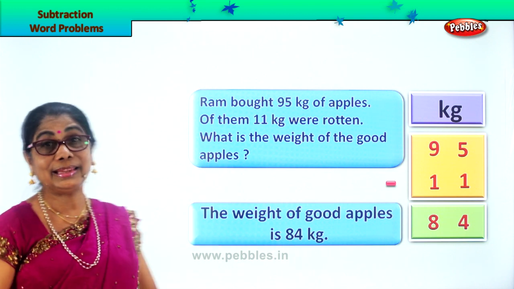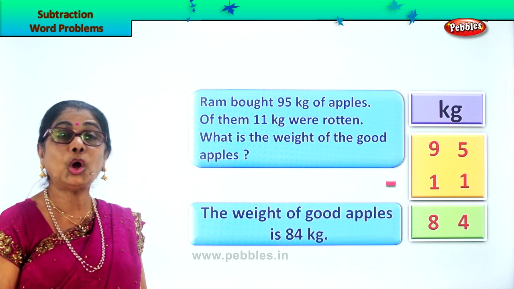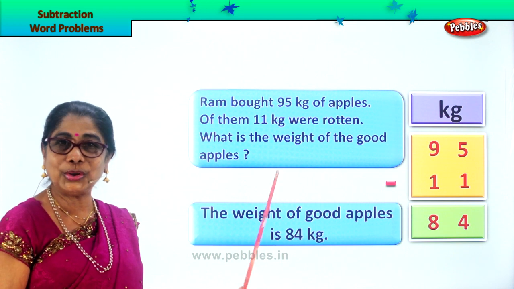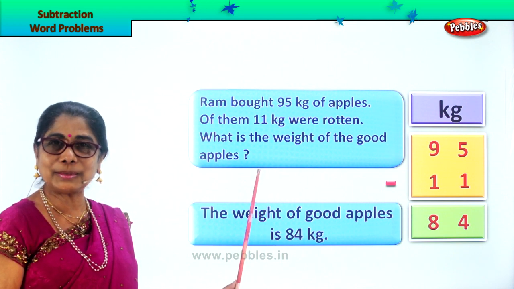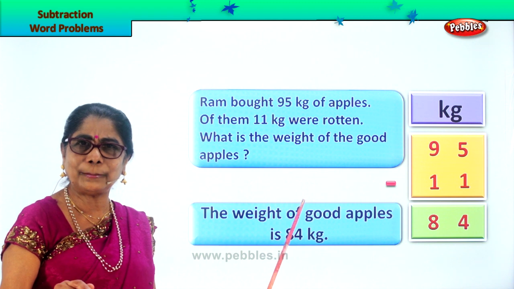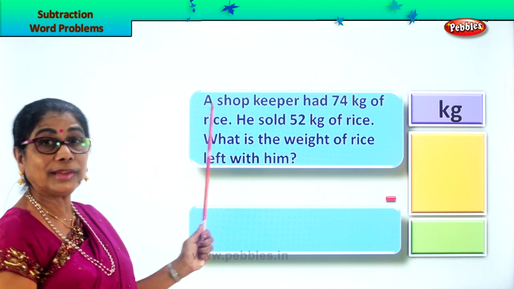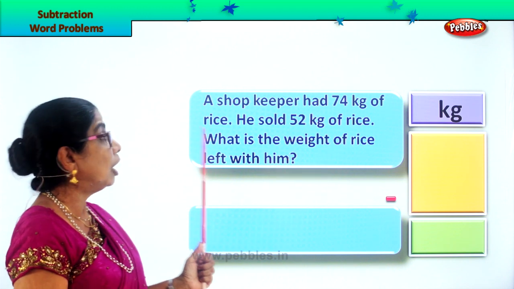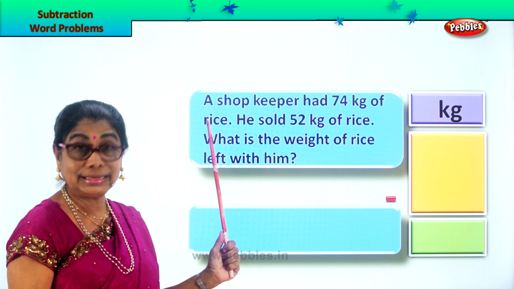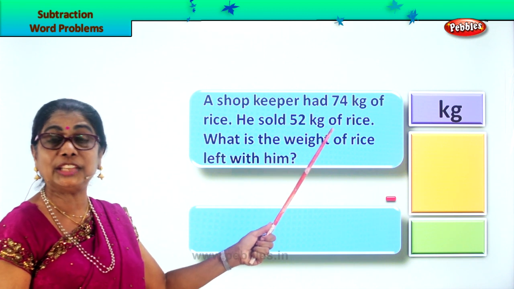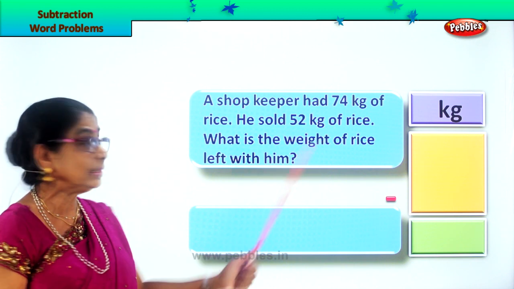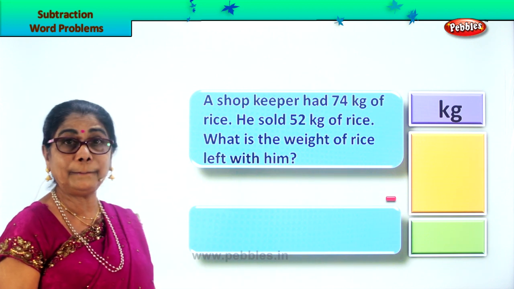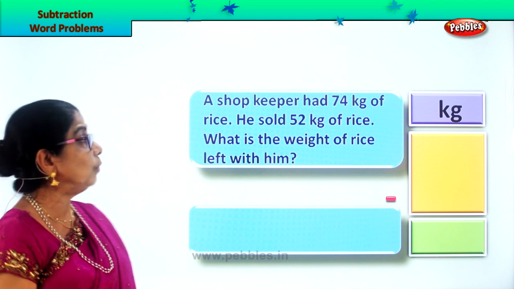So Ram is happy. He's got 84 kg of apples, although 11 kg went bad. Did you enjoy word problems in subtraction? Shall we take another new sum? Good. Let's read together. A shopkeeper had 74 kg of rice in his shop. He sold 52 kg of rice. The question is, what is the weight of rice left with him? That is the question to be found out.